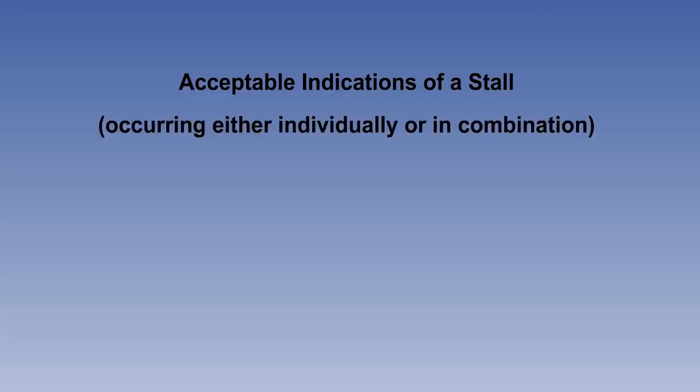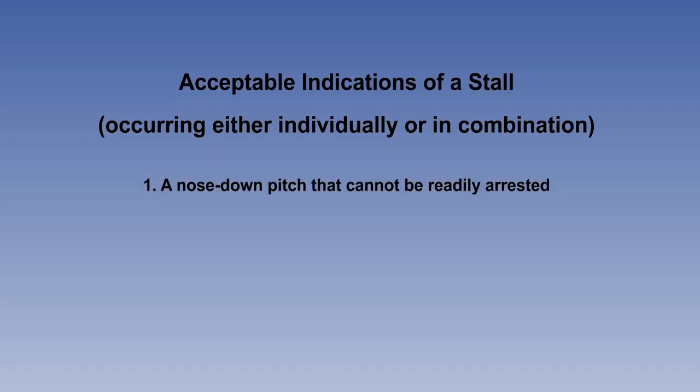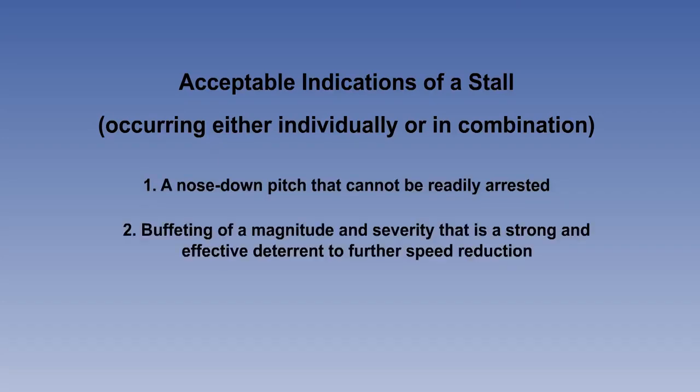A formal standard of stall recognition is established to determine when the behaviour of the aeroplane gives the pilot a clear and distinctive indication of an acceptable nature that the aeroplane is stalled. These acceptable indications of a stall, occurring either individually or in combination, are: 1. A nose-down pitch that cannot be readily arrested.